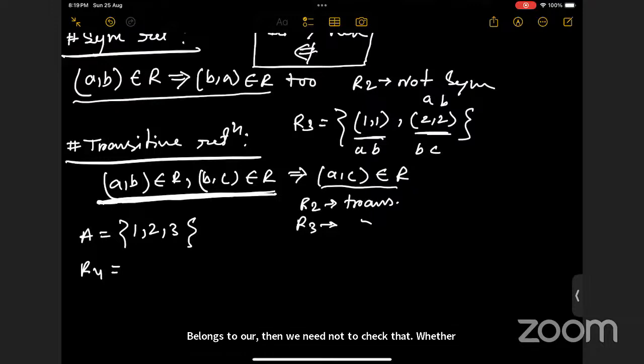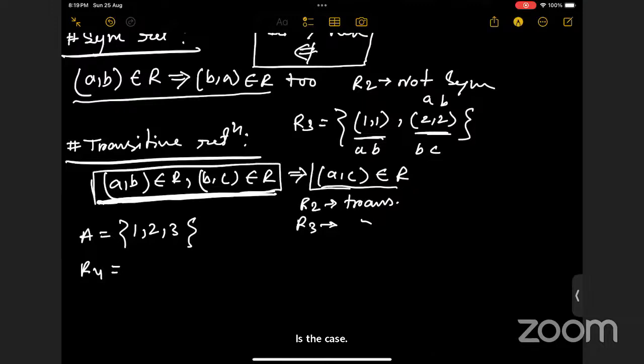Okay, so how can it be transitive, ma'am? Actually, that's the issue, because this is not mandatory for all the elements. If it is the case, then we have to check whether AC belongs to R or not. If it is not the case, then we need not check.